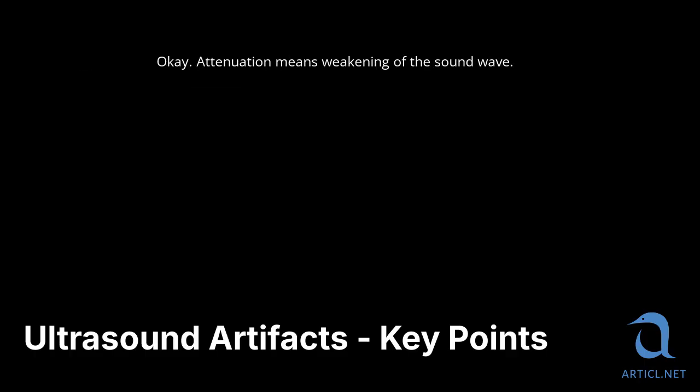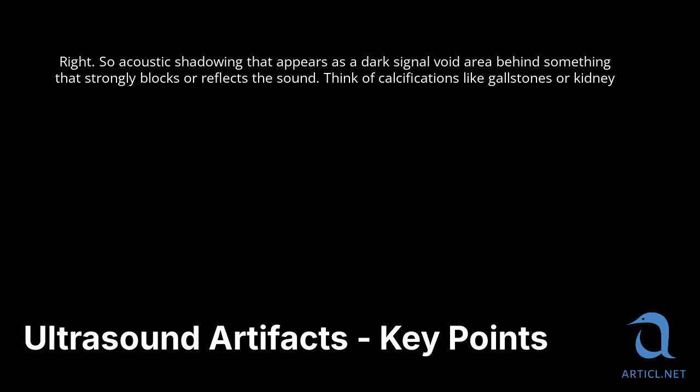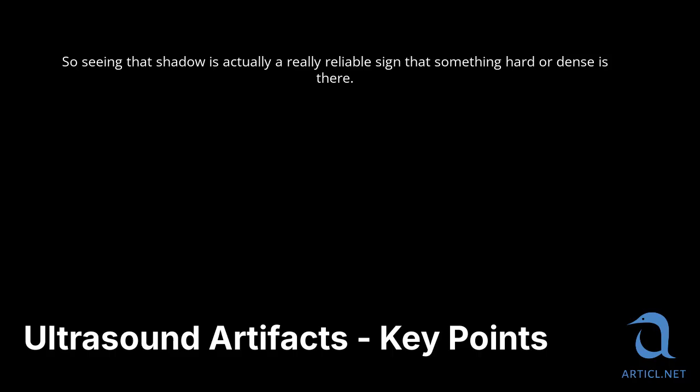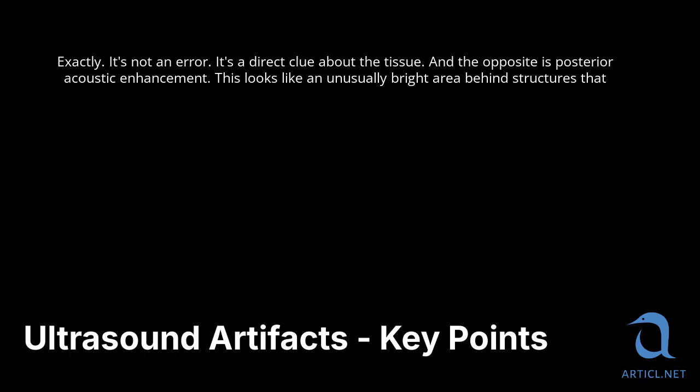Okay, attenuation means weakening of the sound wave. Right, so acoustic shadowing. That appears as a dark signal void area behind something that strongly blocks or reflects the sound. Think of calcifications like gallstones or kidney stones, or even bits of metal. They cast a shadow. So seeing that shadow is actually a really reliable sign that something hard or dense is there. Exactly. It's not an error. It's a direct clue about the tissue.